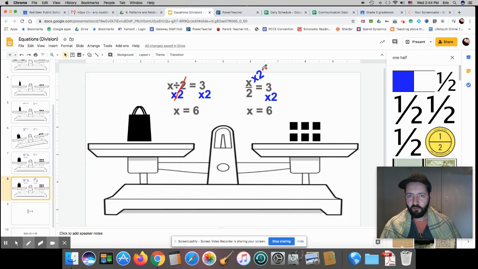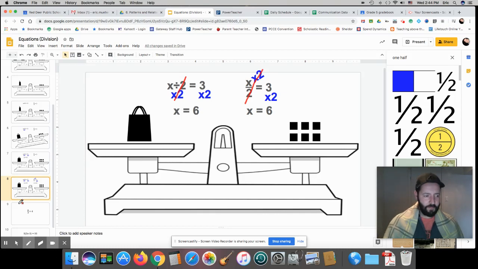We can also show that taking the x and multiplying it by 2 and dividing it by 2 cancels out here too. So it just looks a little different, even though it's exactly the same thing. And that leaves us with an x on our left side of the balance. There it is. And 3 times 2 equals 6 on the right side of the balance there.